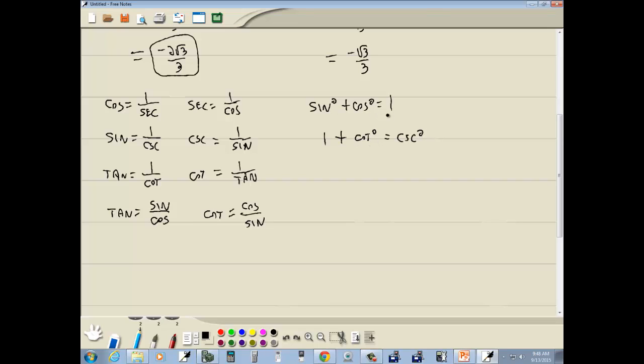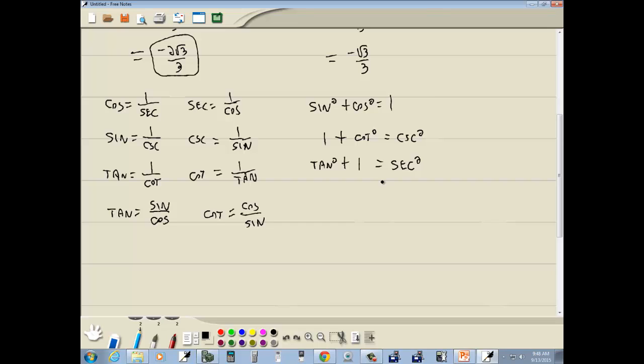Now if I go through and divide everything by cosine squared, sine squared divided by cosine squared is tangent squared. Cosine squared divided by cosine squared is 1. And 1 divided by cosine squared is secant squared. So tangent squared plus 1 is equal to secant squared. There'll be a problem involving the identities, and you have to remember those.